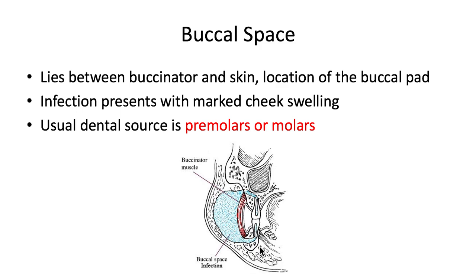The buccal space lies between the buccinator muscle, which is right here, and the skin. This is also the location of the buccal fat pad. Infection presents with marked cheek swelling. So one of their cheeks is just going to be way enlarged, especially if it's been around a while and this infection has had time to cook. The usual dental source for a buccal space infection is a premolar or a molar.